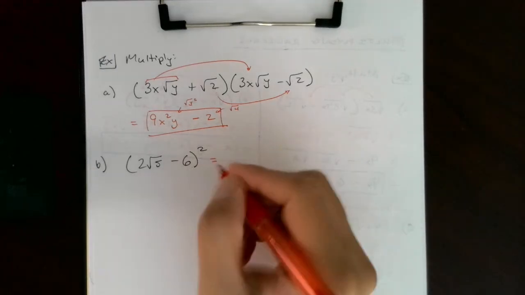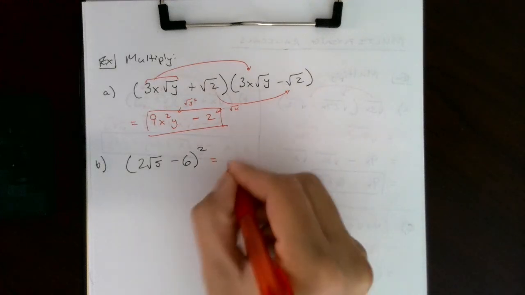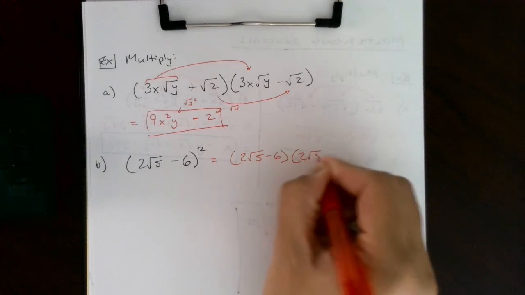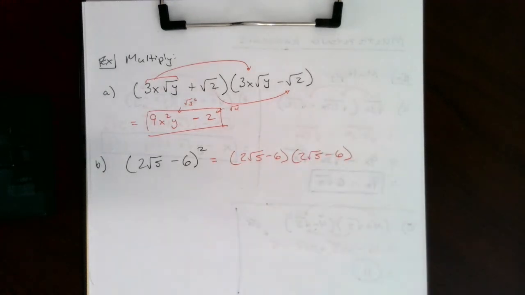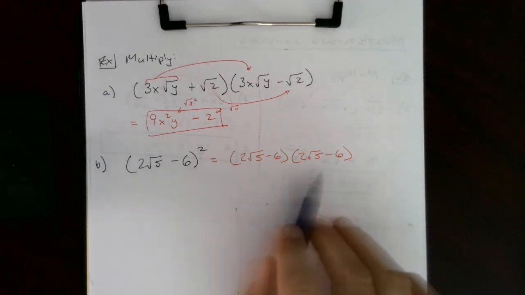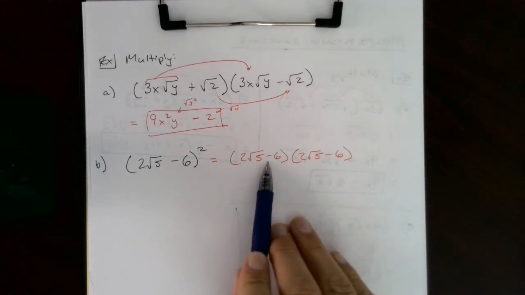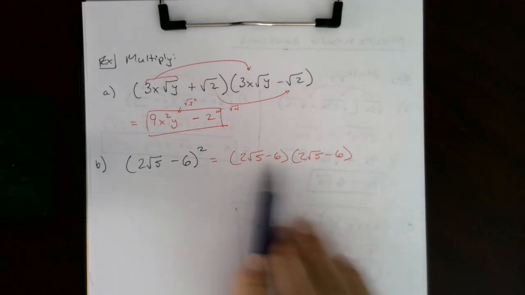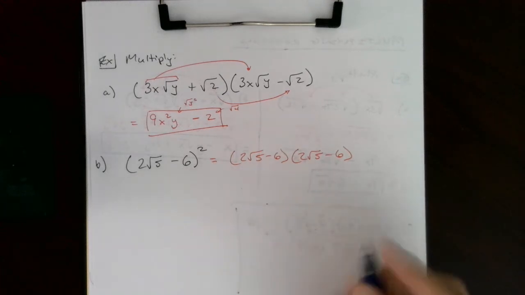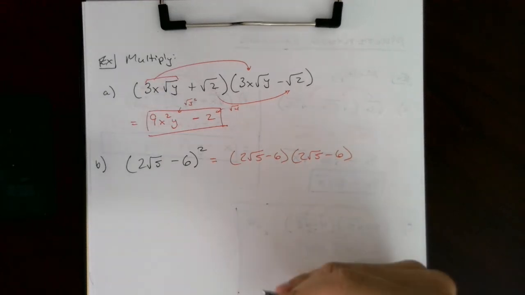What it really means is that when you see something like this with the squared on the outside, it means write it twice. Multiply it by itself, right? So 2 square root of 5 minus 6 times 2 square root of 5 minus 6. And when you look at this, be very careful. Are these conjugates? The answer is no, and the reason is that these have the exact same sign. Remember, conjugates have the same terms but with an opposite sign in the middle. One has to be plus, one has to be minus. So since these aren't conjugates, you can't skip the middle. You need to actually FOIL the whole thing.